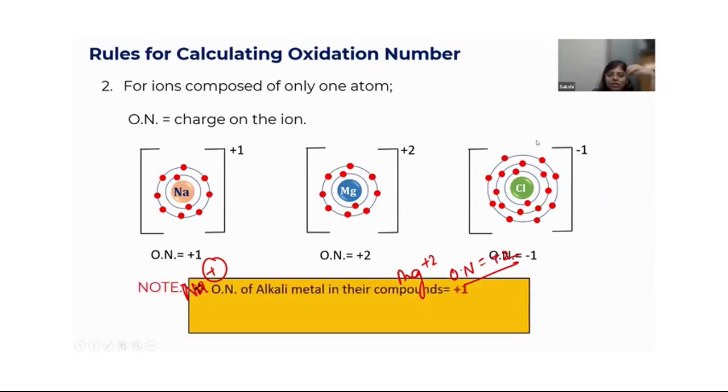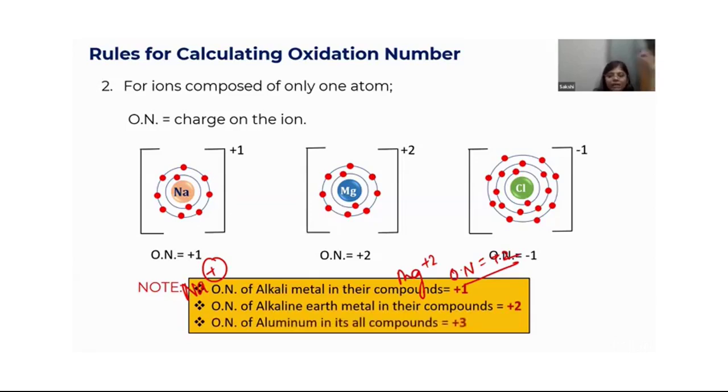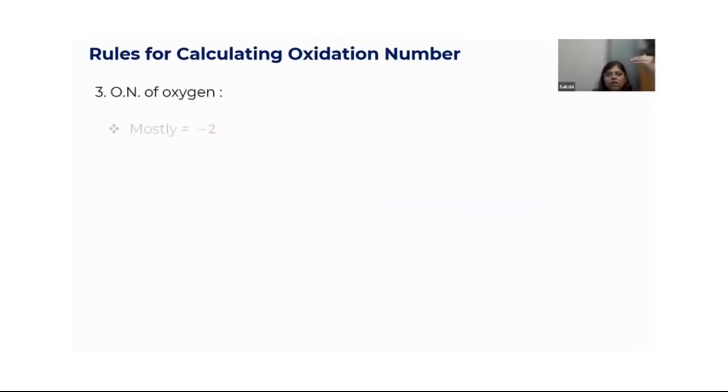Next. The oxidation number of alkali metals, that is the first group, is +1. Alkaline earth metals, group 2, is +2. And aluminium, because aluminium is in group 13, all of the atoms in the aluminium family have +3, right? Okay. So the oxidation number of oxygen is mostly -2, because obviously it is in group 16. So it needs 2 more electrons to become stable, right? So usually oxygen has a charge of -2.